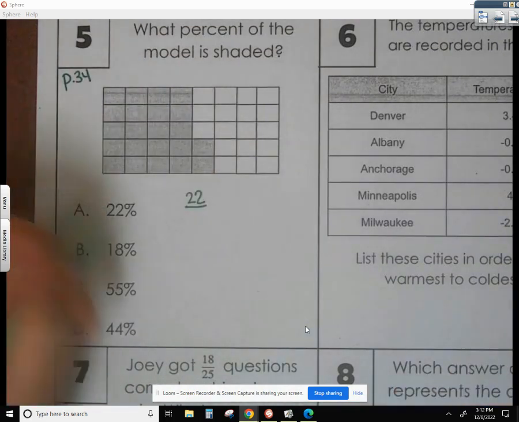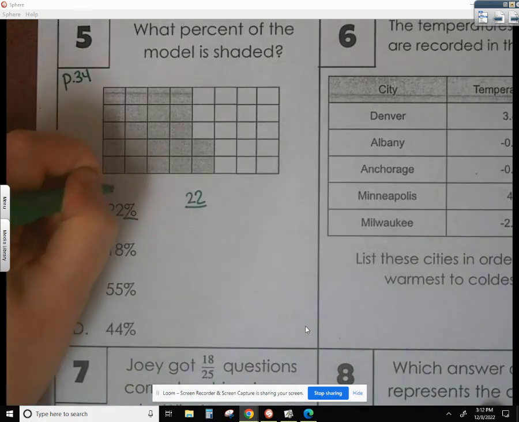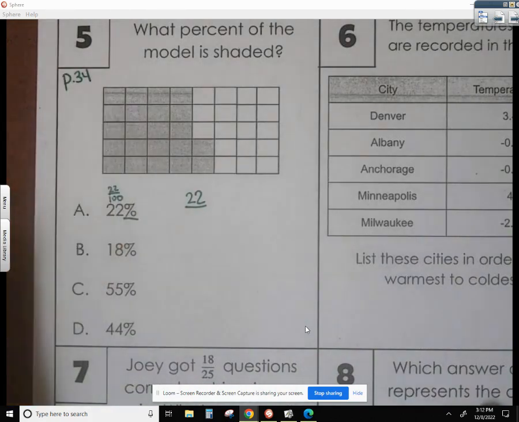Don't be tricked by this answer of 22%, because percent is out of 100. So that would be 22 out of 100. There's not 100 squares right here. There's only 40 squares. So this is 22 out of 40. We could make it equal something over 100, but there's nothing I can multiply 40 by to get 100.